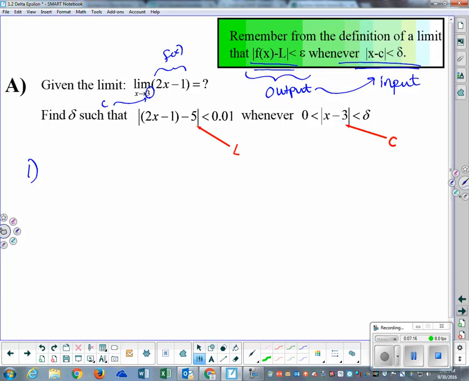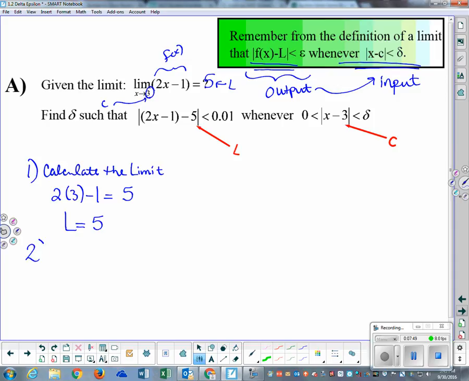So step number 1, let's calculate out our limit. And I can calculate that limit by simply going 2 times 3 minus 1. It's a linear function. So as I put in 3, I would get out 5. So that tells me my limit L value is 5. And if you want, you can go up there and plug that in. So this becomes L.